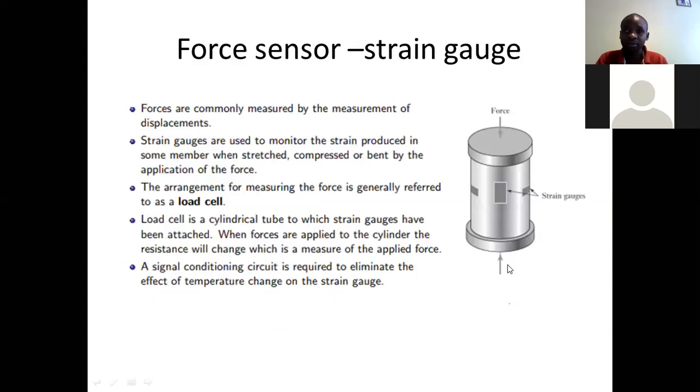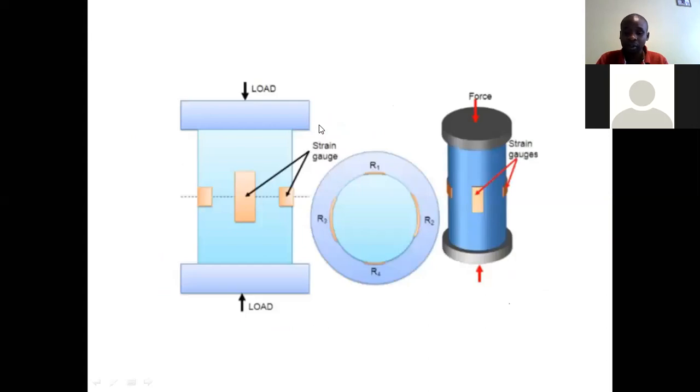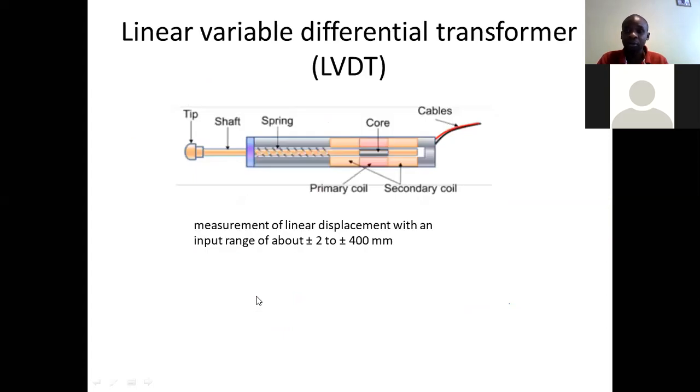Then you have also looked at the strain gauge, or the load cell, which works similar to a Wheatstone bridge, but where the resistors are replaced by strain gauges. Some of the strain gauges are going to be under compression, others under tension, and they are able to convert it into an output voltage. Lastly, you have also looked at an LVDT, the linear variable differential transformer, which also is able to convert displacement into a kind of voltage.